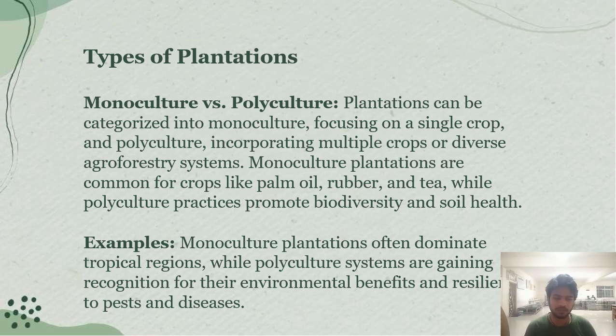Examples: monoculture plantations often dominate tropical regions, while polyculture systems are gaining recognition for their environmental benefits and resilience to pests and diseases.